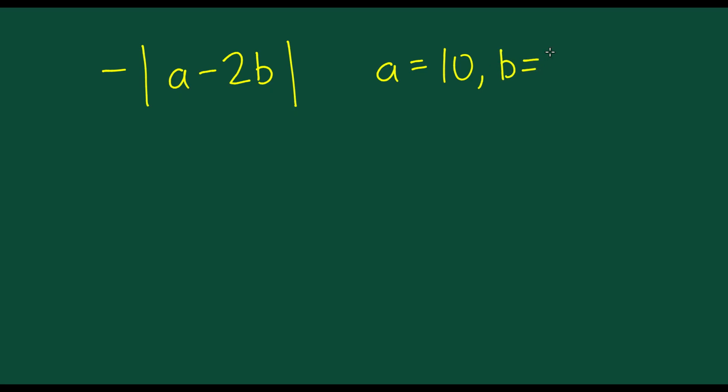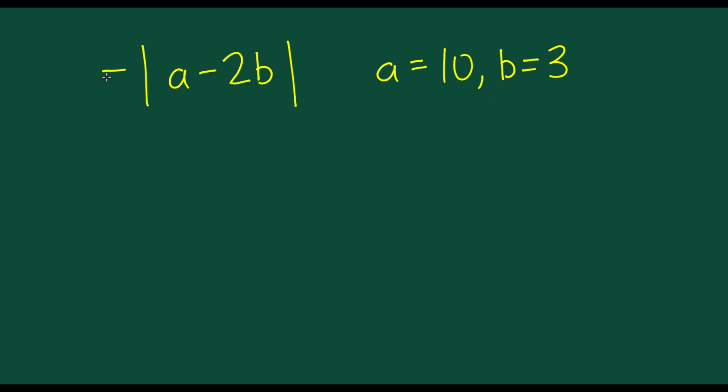All right, let's do one more problem. How about the negative absolute value of a minus 2b, where a is 10 and b is 3.